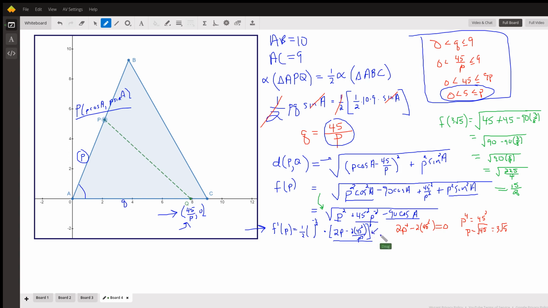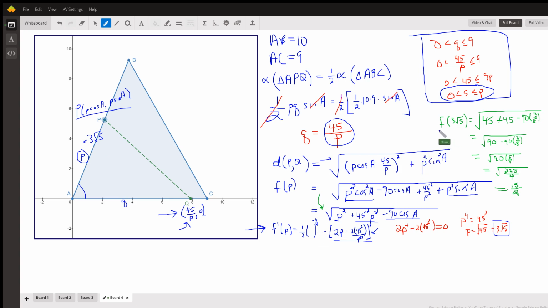And so if I want to solve this equation right here for p, I could picture setting it equal to 0, multiplying every term by p cubed. Solve for p to the fourth, I get 45 squared. The fourth root of 45 squared is the same as the square root of 45, which is 3 radical 5. So when p is 3 radical 5, the distance from P to Q will be a minimum. Again, you could find the second derivative to prove that that's a minimum.